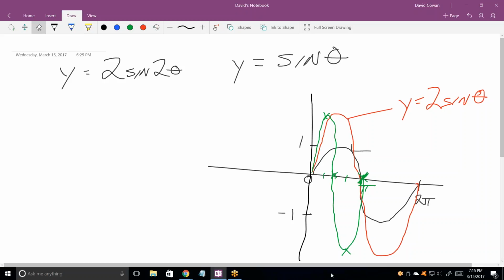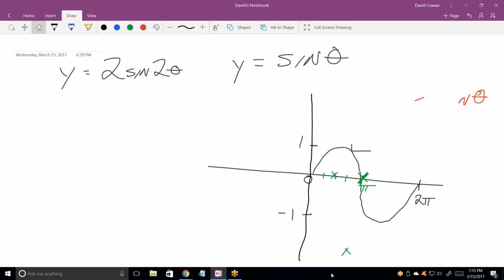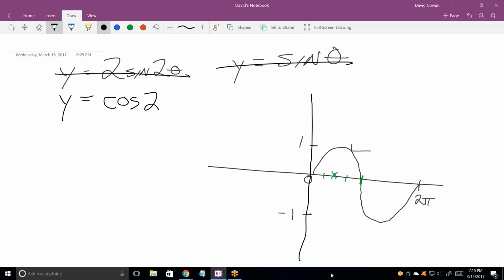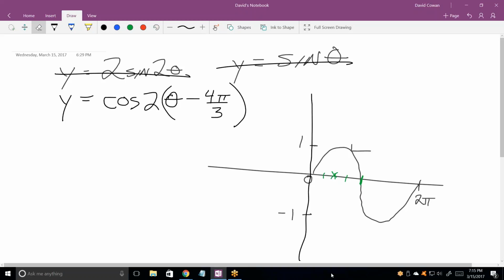Okay? So I won't erase the sine curve yet because I don't know what your next problem is going to be. We may need that. The next one's going to be a cosine. So the next one is y equals cosine of 2 theta minus 4 pi over 3, and like this, the 2 is included in the parentheses. That also matters. In other words, it matters whether the 2 is inside or outside the parentheses.